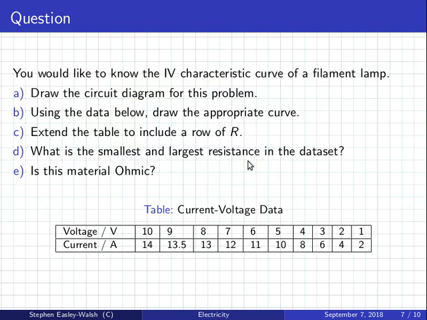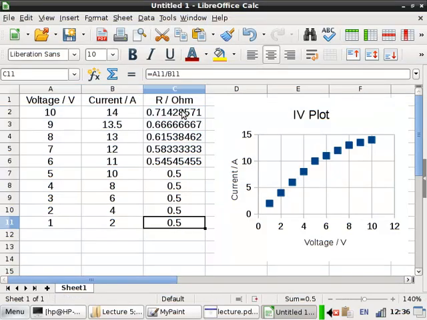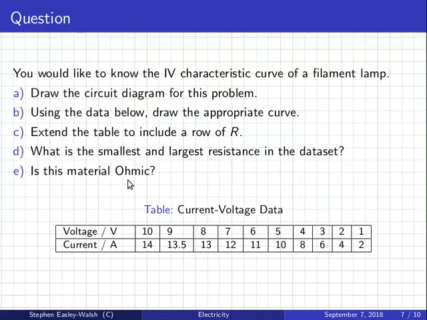What is the smallest and largest resistance? It goes from 0.5 up to 0.7. And finally, is this material ohmic? And the answer is no.